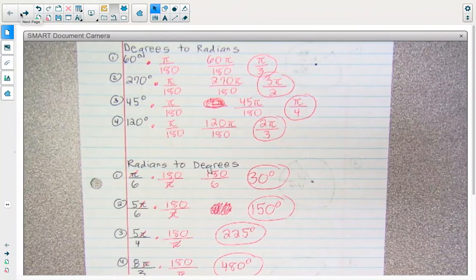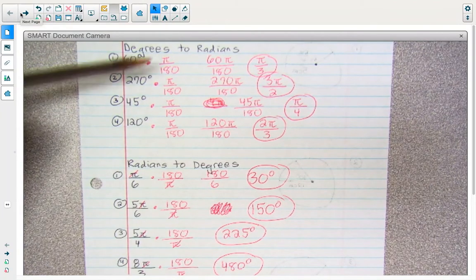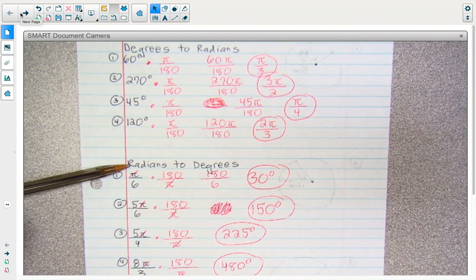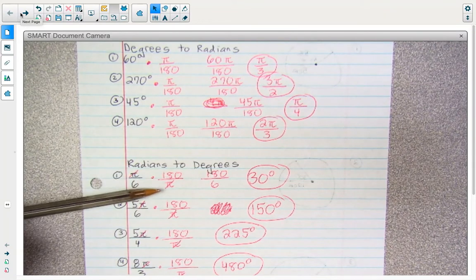So when you're going from degrees to radians, your conversion factor is pi over 180. When you're going from radians to degrees, your conversion factor is 180 over pi. Now, I'm going to introduce something to us. It's called a unit circle. Unfortunately, we don't have time to dive too deep into it, but we're just going to work our way around it nice and slow here.